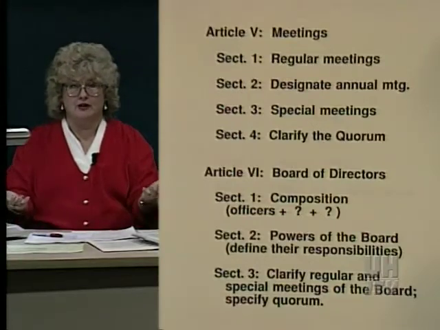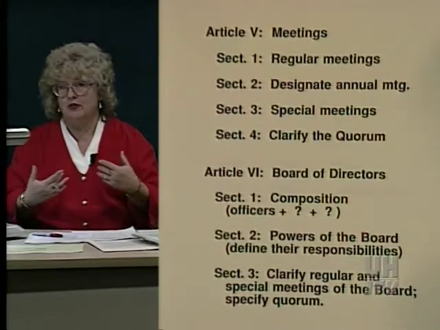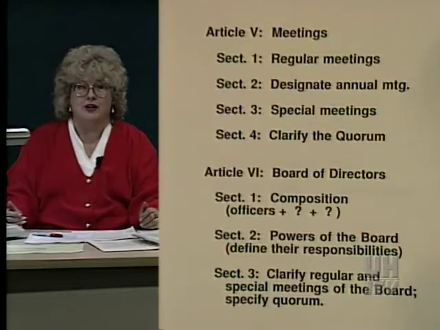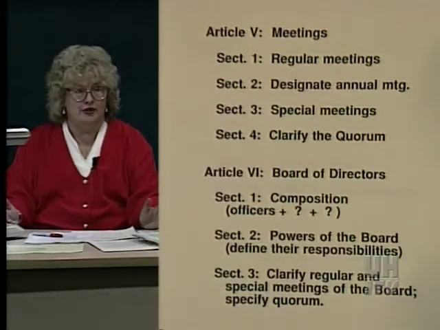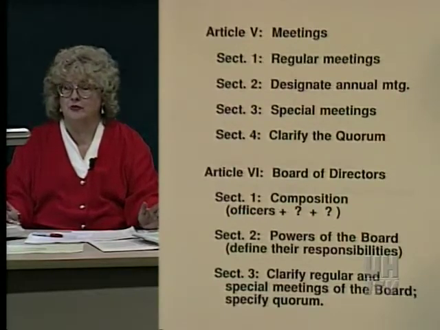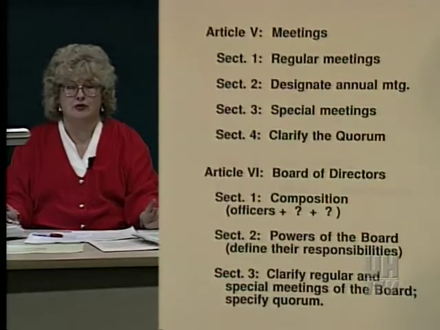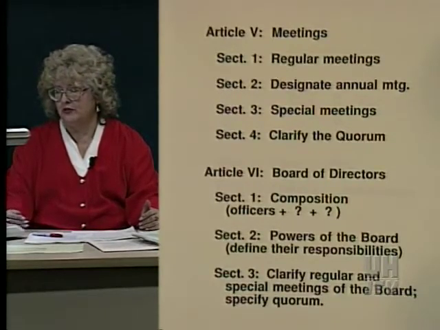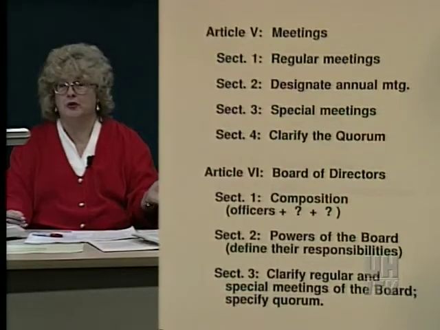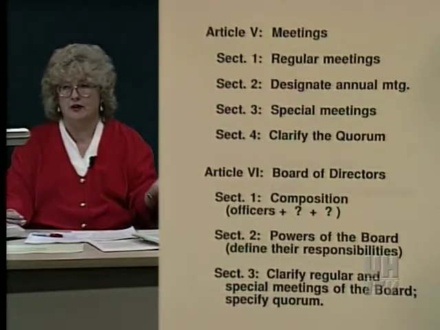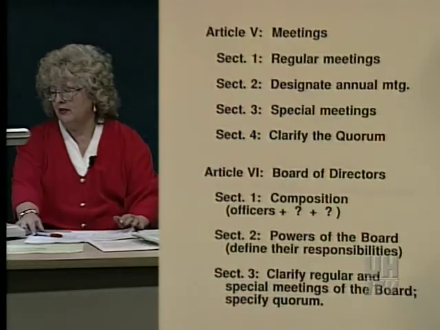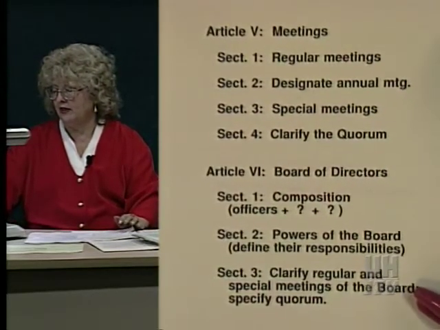Now, if it's the state convention and you only have one convention, that may be kind of obvious in there, that the annual meeting is the state or national convention. And then you'll probably have under Board of Directors an indication that the board will meet at least one other time during the year with an interim meeting. We're coming to that down here.